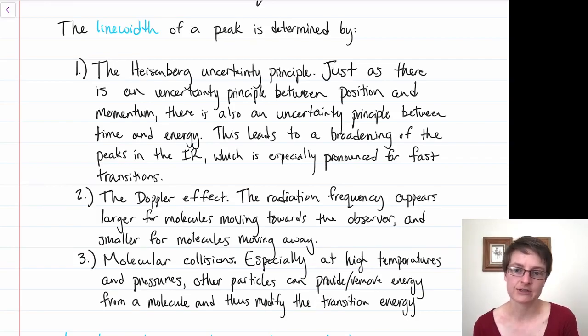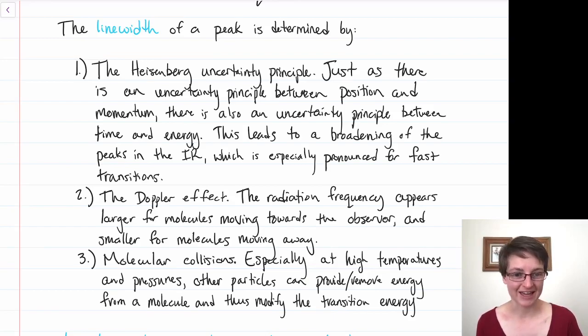We talked earlier in this lecture series about the uncertainty principle that tells us that we can't simultaneously know position and momentum, but there's also an uncertainty principle associated between time and energy. Because the time that an energy transition takes and the energy associated with that transition can't both be known simultaneously, typically there's a little bit of uncertainty associated with the energy of a transition, leading to a broadening of the peak in the spectrum. That's especially pronounced for fast transitions, where the more certainly we know the time of the transition, the less certainly we can know the energy of the transition.